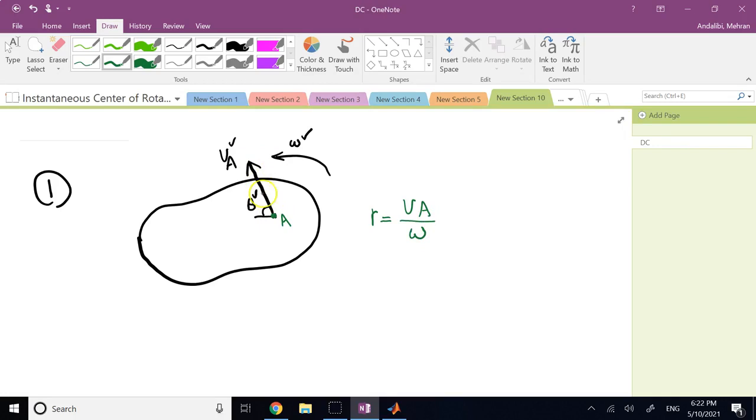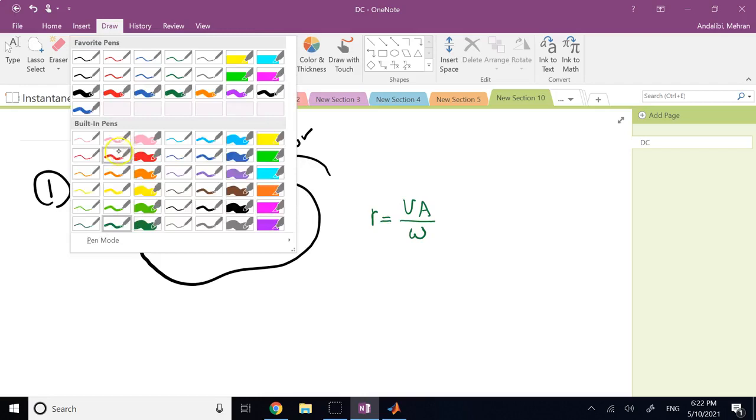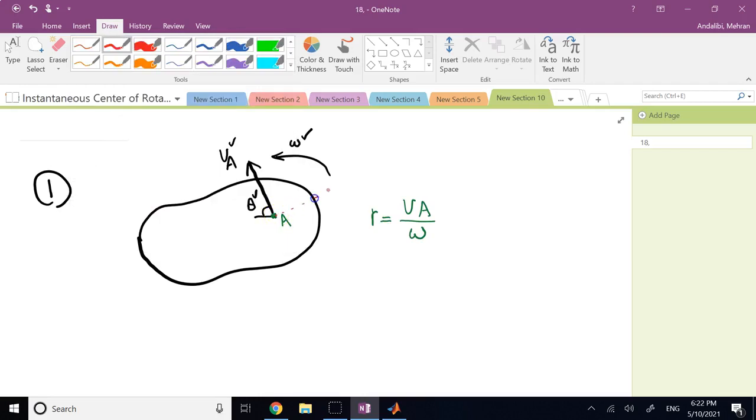Also, velocity of this point should be perpendicular to that radial line. So if from this point I draw a perpendicular line to velocity of A, and then from this point A, I separate using a compass, I choose a distance of R. So let's say R is this much. So it has to either fall on this side or this side, okay? Where this is R and this is R. So one of these 2 points is the center.